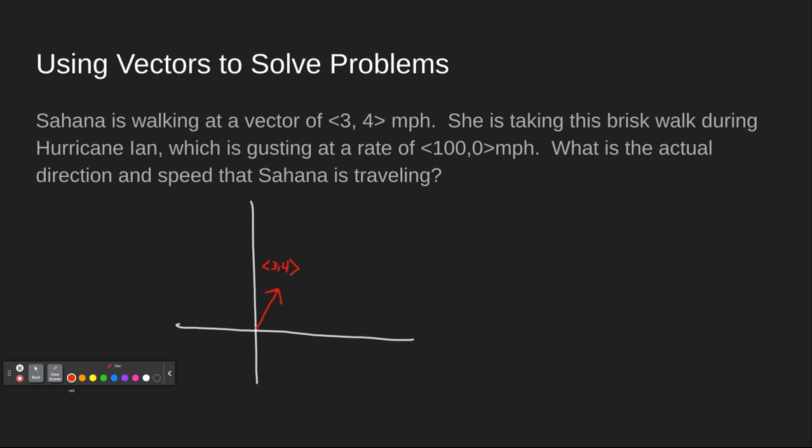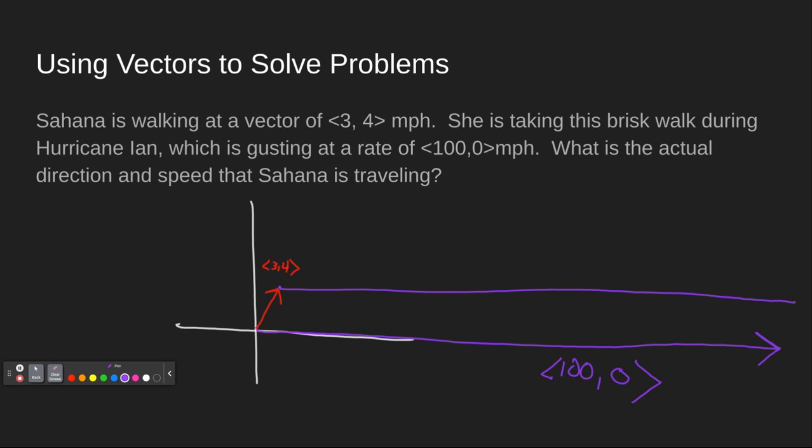Now, while she's doing that, Hurricane Ian comes her way and blows at a rate of 100 miles per hour in the easterly direction. So look, this is a huge vector. Its magnitude is 100 and its direction angle is 0, in case you were wondering. Now, what's happening? Well, both of these forces are acting on Sahana. Her feet are moving her in the direction 3, 4, but the wind is pushing her in the direction 100, 0. So if I take her feet and I add the wind, that's going to give me my resultant force.